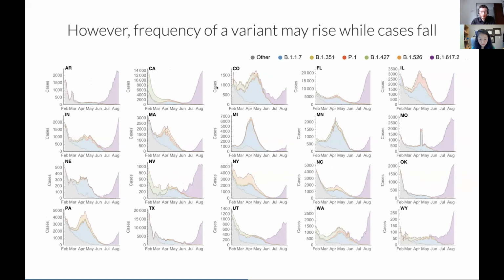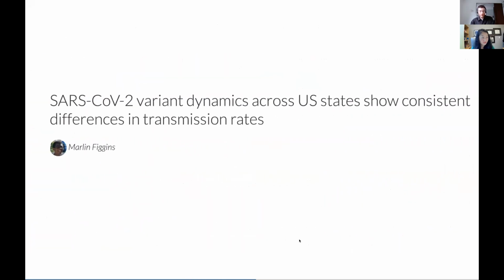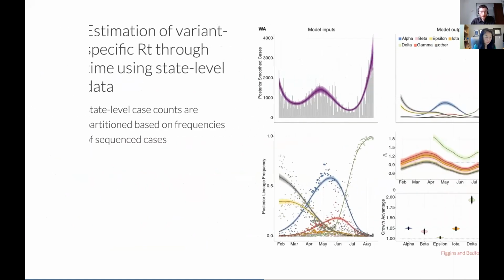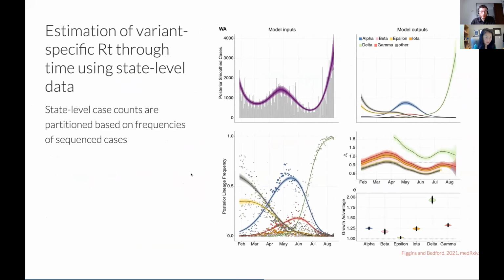And so we often might have the situation where we really want to see in absolute terms whether one variant virus is driving cases or not, rather than just kind of replacing what else is there. So then Marlon Figgins, who's a PhD student in applied math, really focused on this question, and came up with a Bayesian method to estimate rigorously variant-specific RT based upon case counts and frequency data.